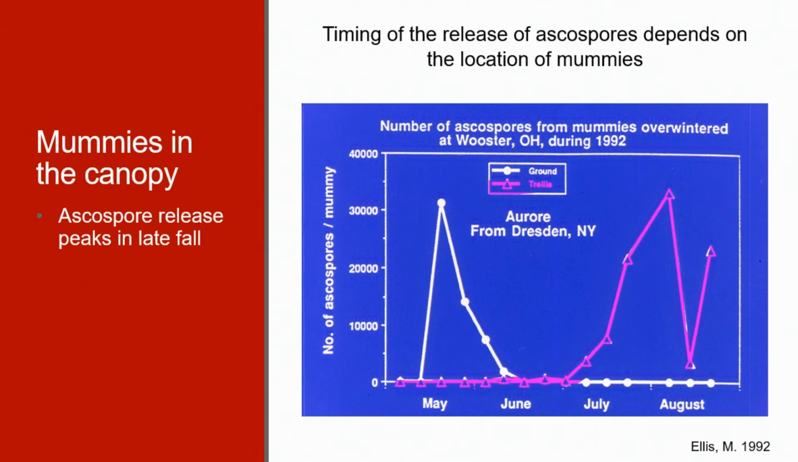In contrast, ascospores produced from mummies in the canopy begin to be released pre-bloom and release peaks at the end of July, beginning of August, as shown with the purple line in this graph.